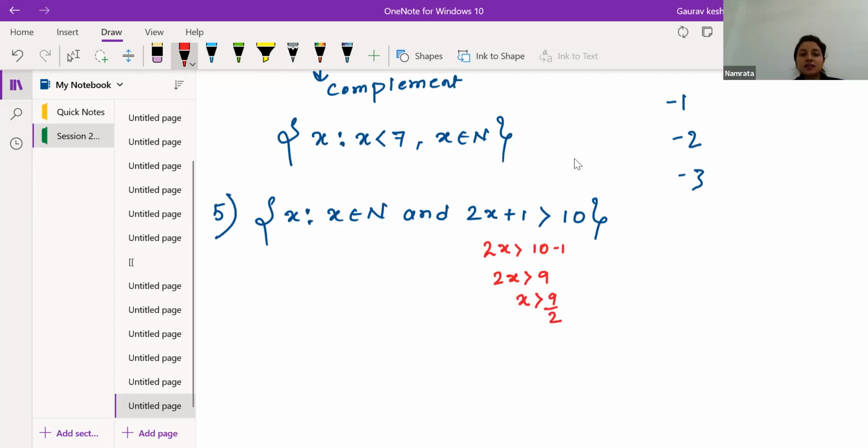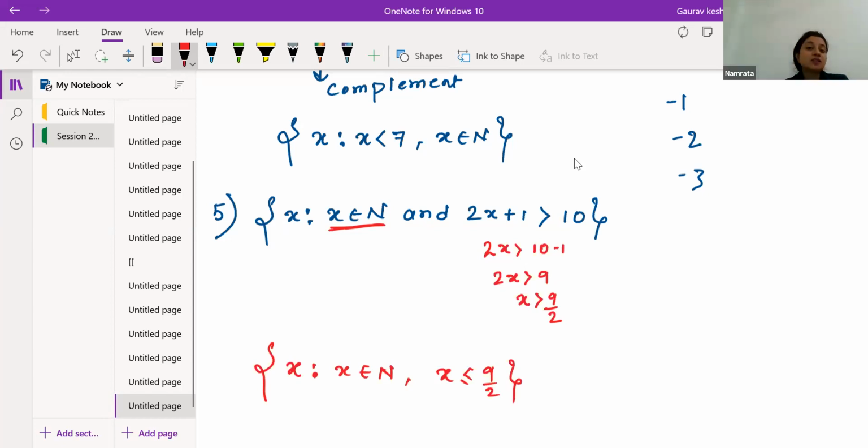Now let's see the set. X belongs to natural number and x is greater than 9 by 2. So all the remaining numbers will be the complement. So what will be the remaining numbers? Can you tell me? X is smaller than or equal to 9 by 2. Yes, smaller than or equal to 9 by 2. So x belongs to natural number and x must be smaller than or equal to 9 by 2.